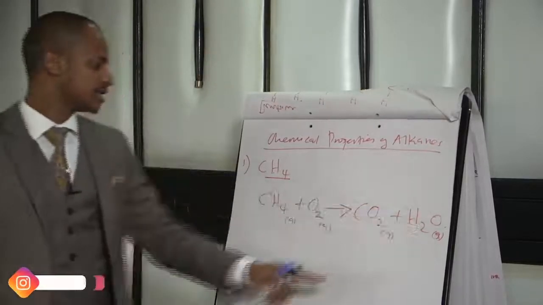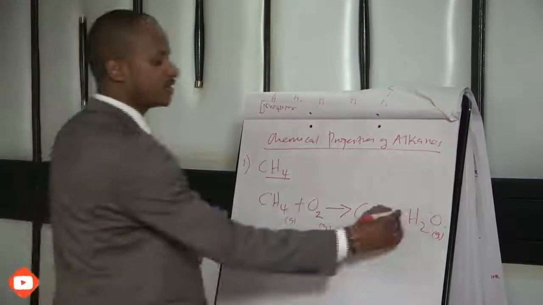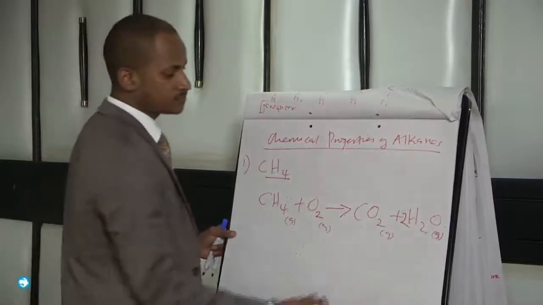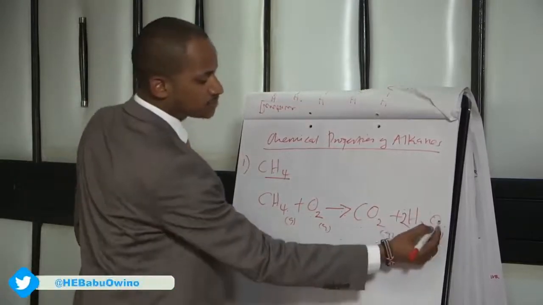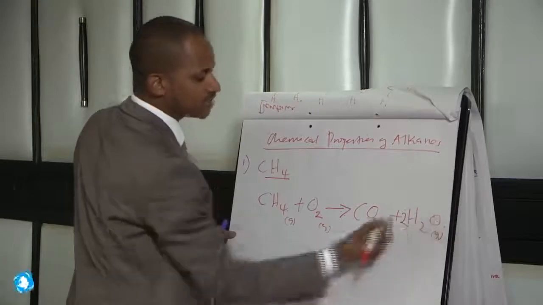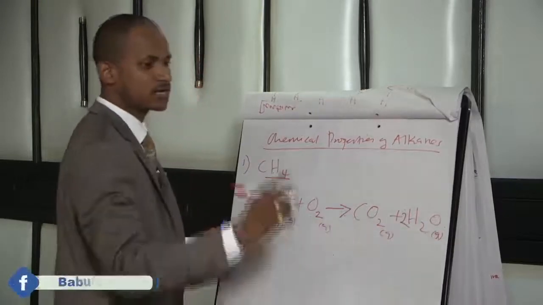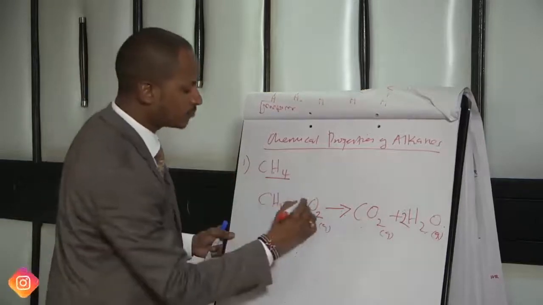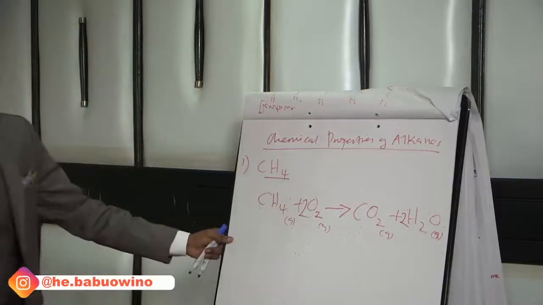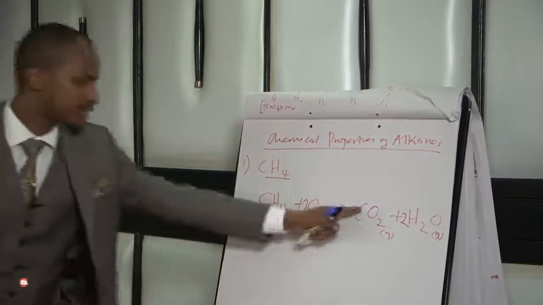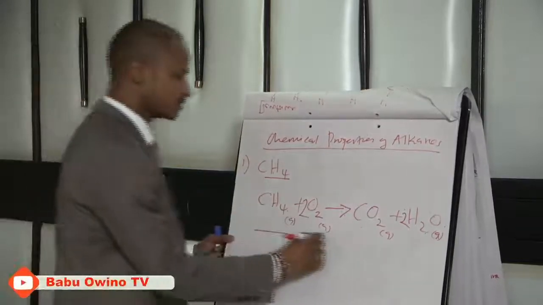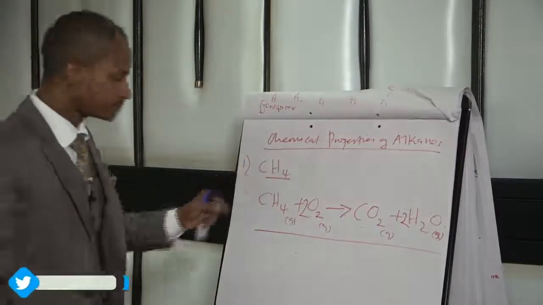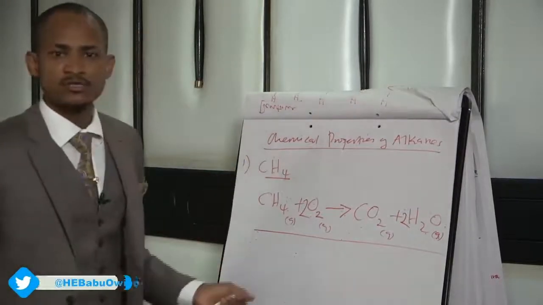We have 2 hydrogens here, we have 4 hydrogens here. Therefore, you only add 2 here to have 4 hydrogen atoms. Then here we have 2 times oxygen is 2 oxygen atoms plus 2 oxygen atoms. Those are 4 oxygen atoms. But on the other side, we have only 2. Therefore, you add 2 there to make it 4 oxygen atoms. Then we have carbon atom and carbon atom. So this is combustion of methane.